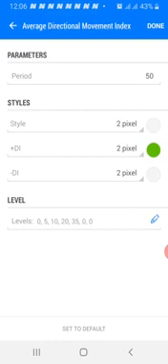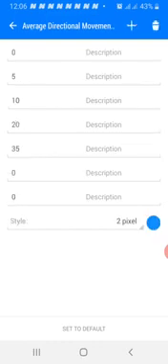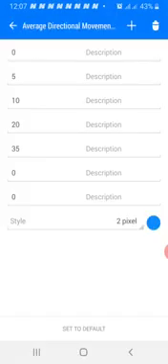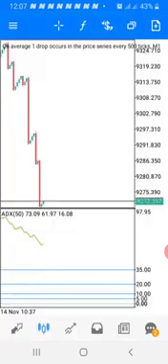The plus DI should use a color different from the color of your screen. Then the levels should be 0, 5, 10, 20, 35. Just like this, this is how you can set your levels. You click the add button, then write the number you want to add at your levels. Then the style should be 2 pixel. You take a color of your choice, but I'm using blue. So that's for that. Then you click done.